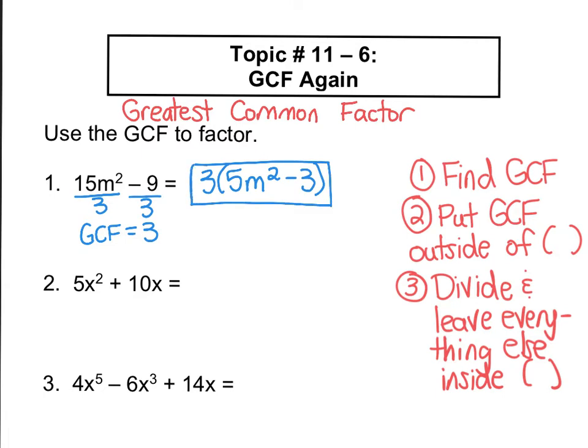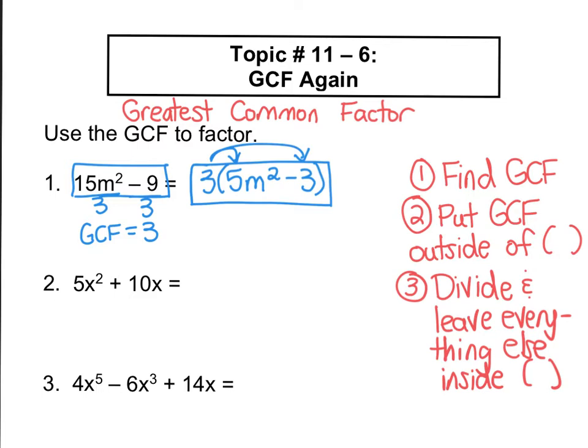So again, common mistakes are not putting that GCF outside of the parentheses. It must be included in your answer, because if I was going to distribute this back, I should be able to get my original answer back. So I can't leave the 3 out or it makes it a completely different problem.